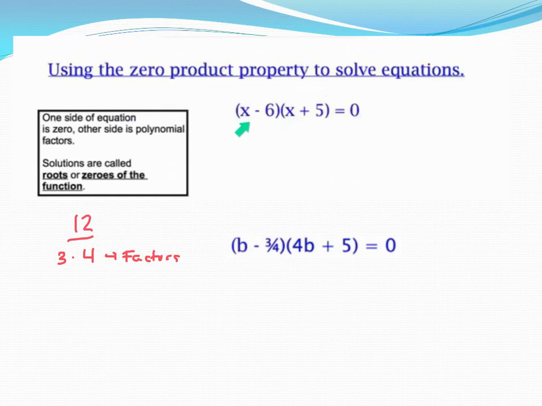My goal is to figure out what x is going to be. What does x have to be when I subtract 6 from it and add 5 to the same number, or maybe a different number, and I get 0? Okay? So let's take a look.